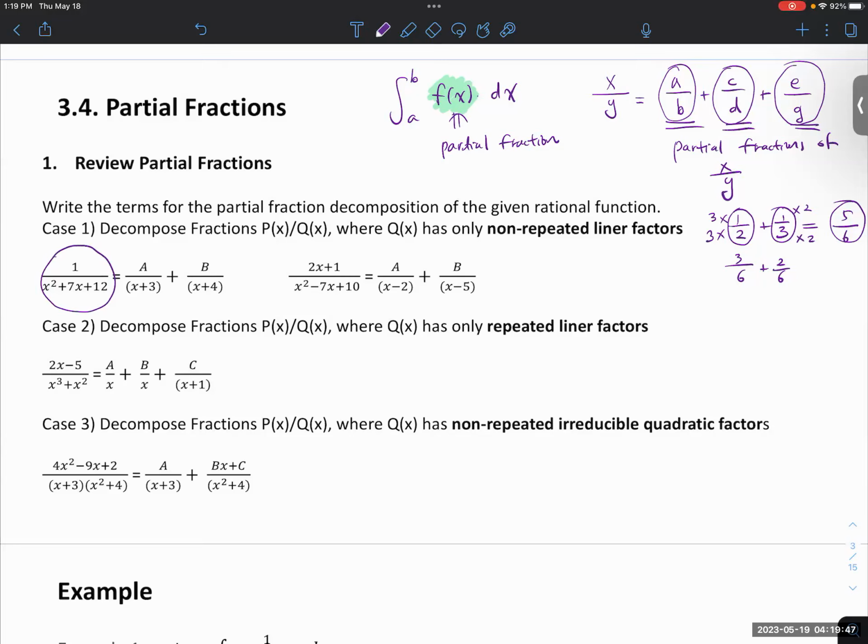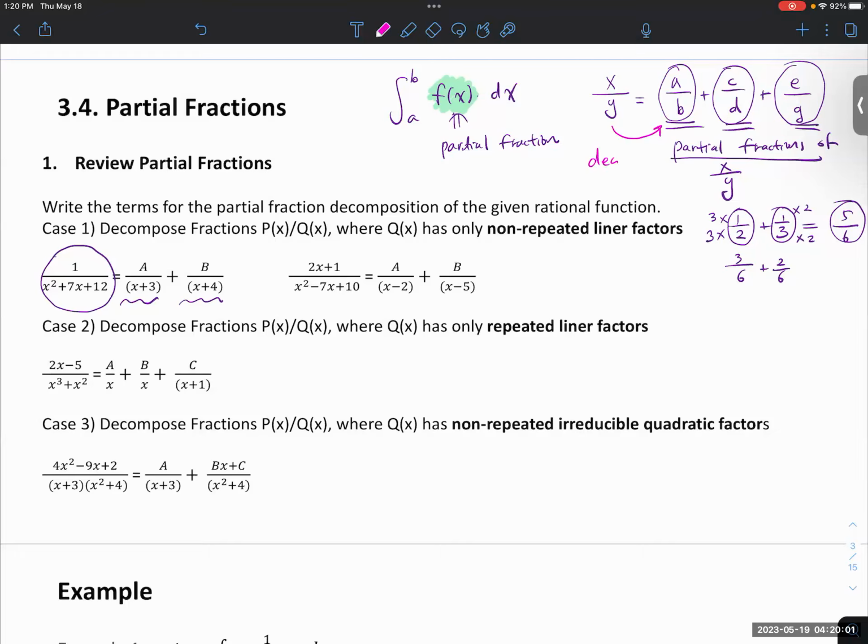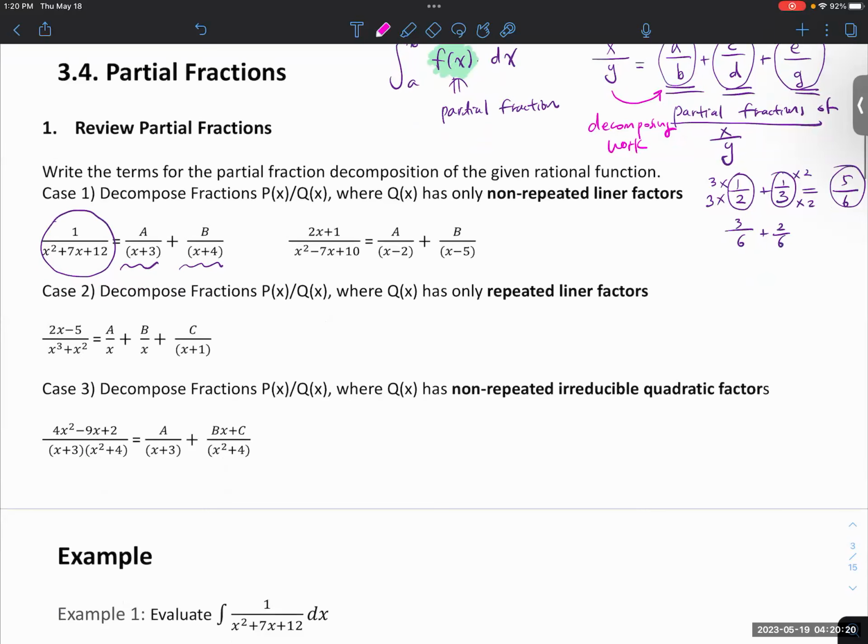So we're going to find the partial fractions when you have a complicated function. And then, once you take the integral of the partial fractions, you can find the answer in an easier way. To find the partial fractions, we call the process decomposing. By utilizing decomposing of fractions, you can find the partial fractions of x over y. Does it make sense?